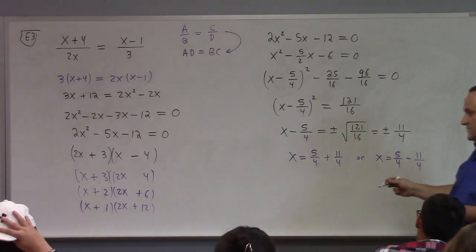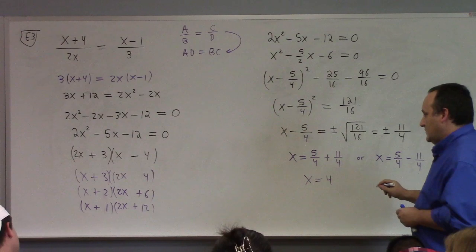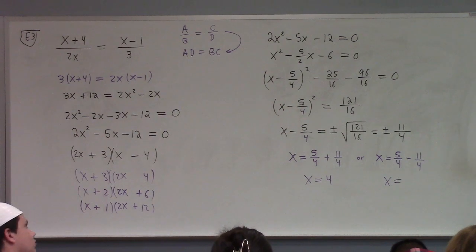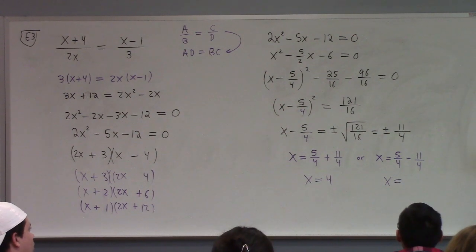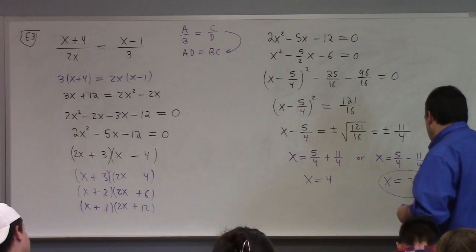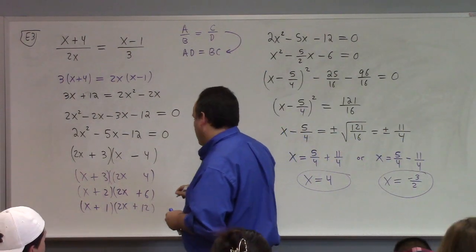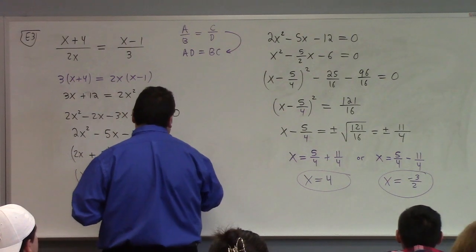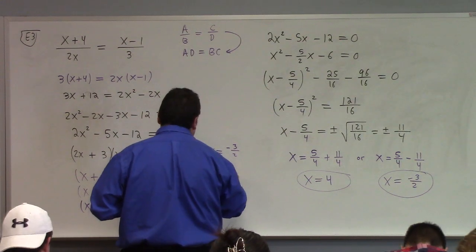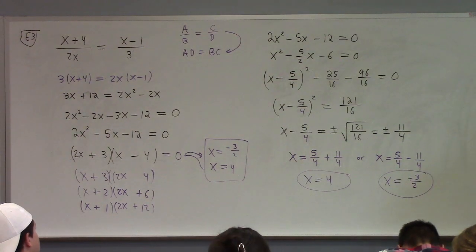And so what does this work out to? Well, what's 16 over 4? It's x equals 4, or x equals what? What's 5 minus 11? Minus 6. Minus 6 over 4 is minus 3/2, right? That's what we got over here. This equal to 0 would also tell you either x is equal to minus 3/2 or x is equal to 4, right?